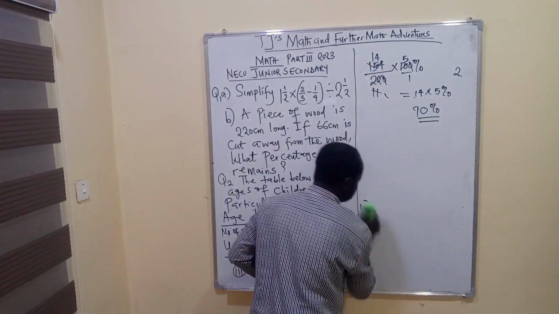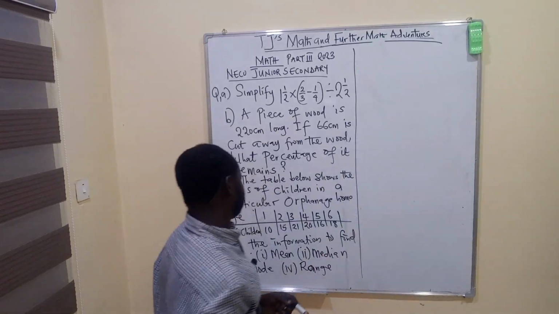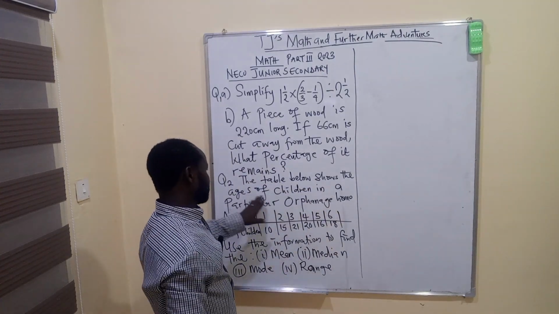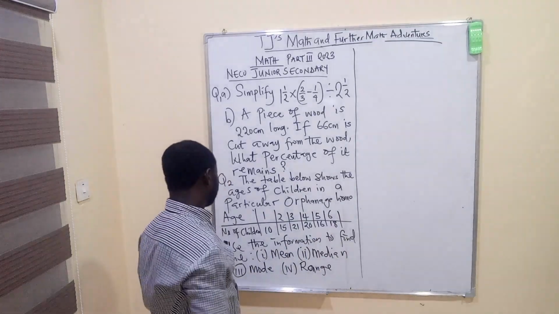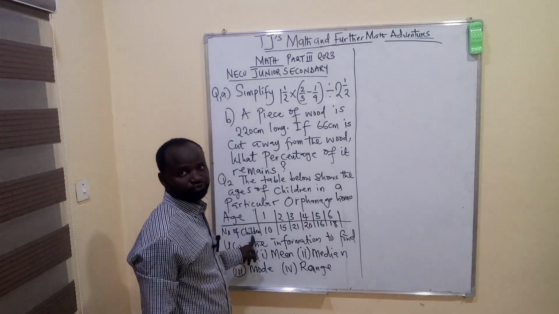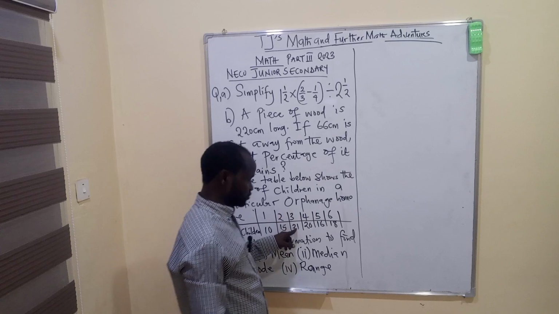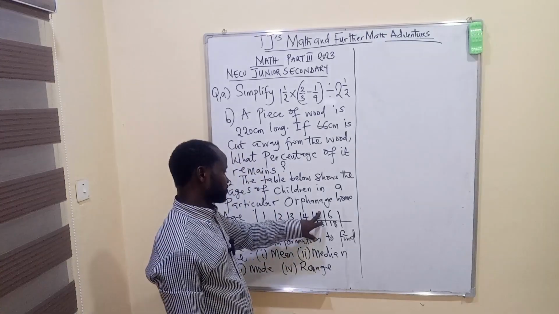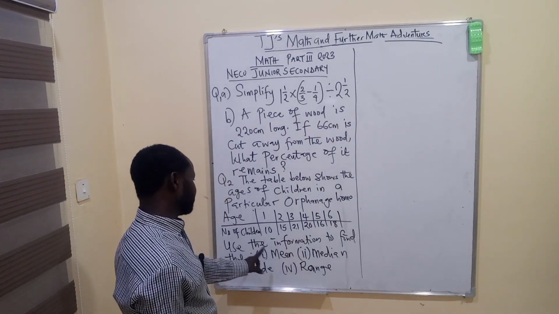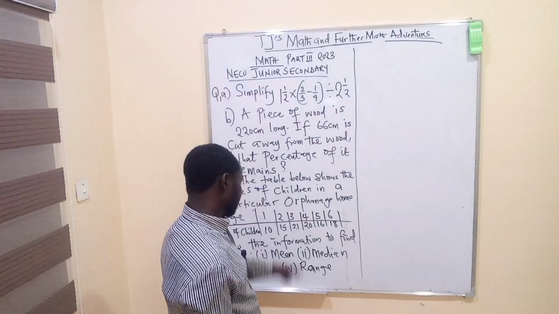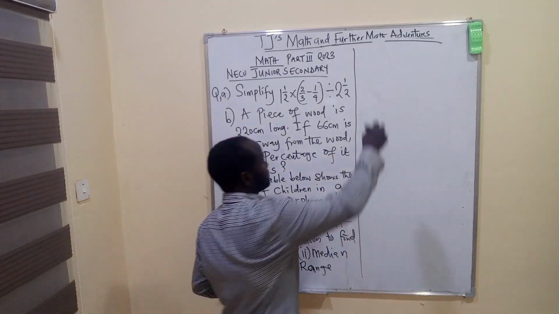And let's remove this space here to solve question number 2. Question number 2, let's read. The table below shows the ages of children in a particular orphanage home. We have the age, then we have the number of children. We have age 1, 10 children, age 2, 15 children, age 3, 21 children, age 4, 20 children, age 5, 16, age 6, 18. Use the information to find the mean, the median, the mode, and the range of this distribution. Okay, let's write down the solution here.